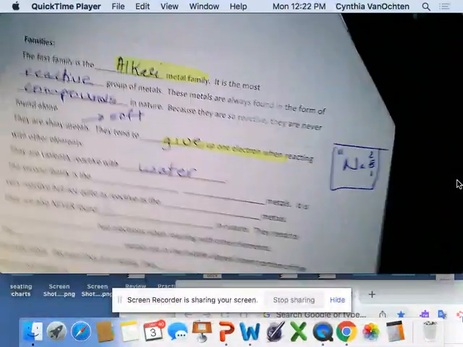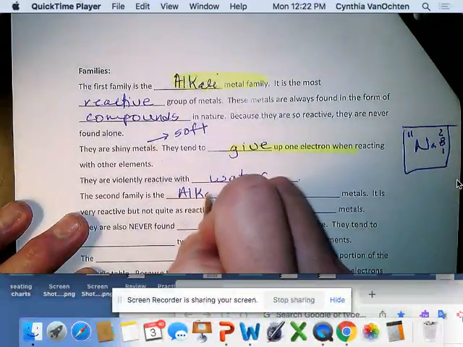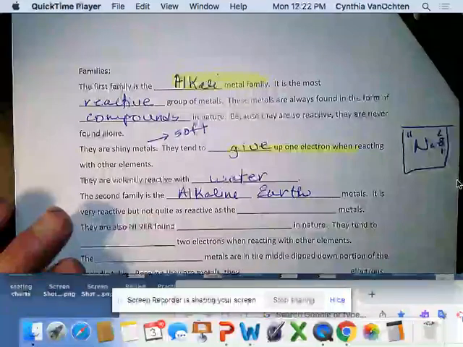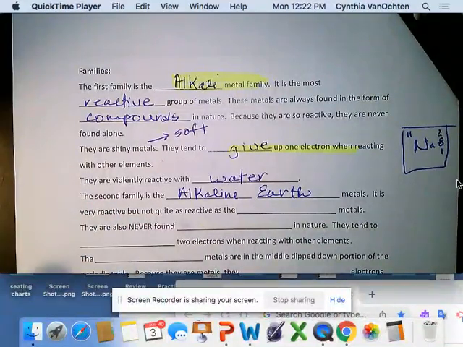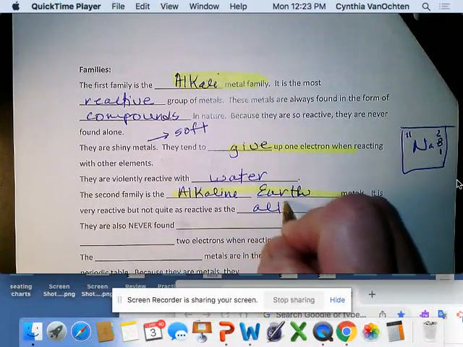Okay. So now the second family of elements is our alkaline earth metals, which is family number 2. A lot of you are familiar with them because they contain elements like calcium and magnesium, things that we find in the human body. Okay? It is a very reactive group, but not quite as reactive as the alkali metals.